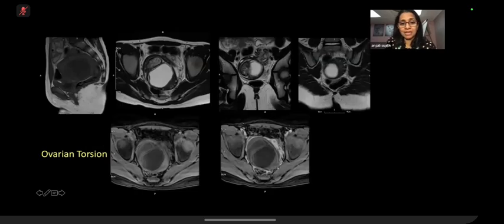Okay, in this case, it's difficult to say if there is an underlying mass lesion or if the entire change is because of hemorrhagic or cystic changes.